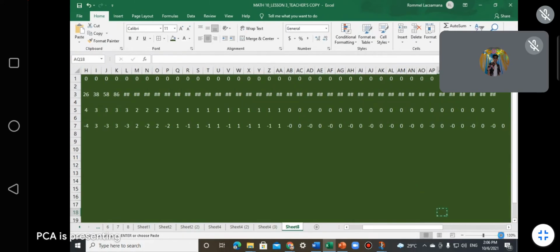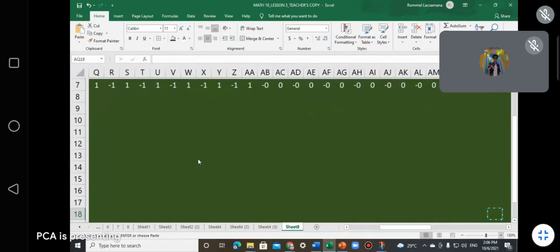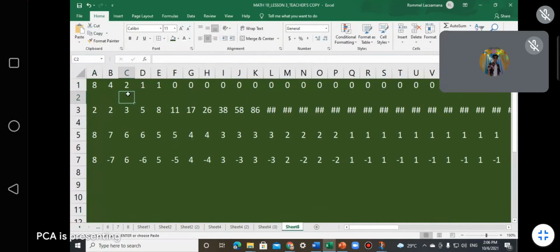Did you get that? That is the application. If I multiply 8 by a ratio of 0.5, it gives me 4. Notice that the terms that will be created are approaching 0.